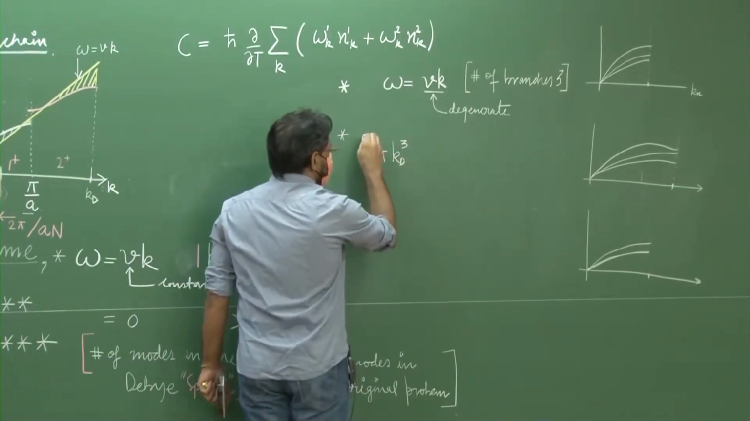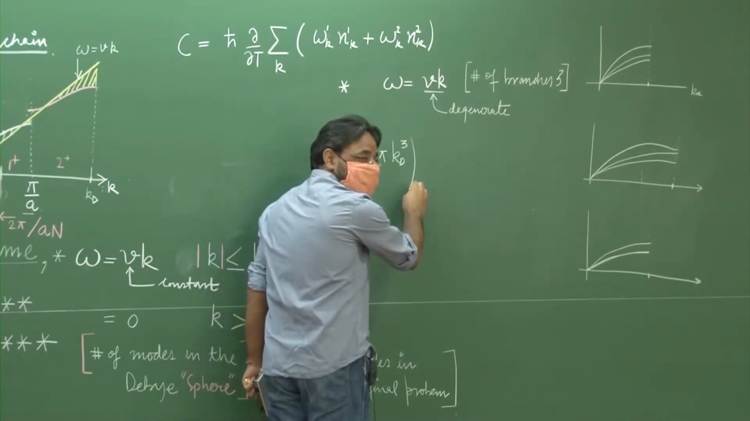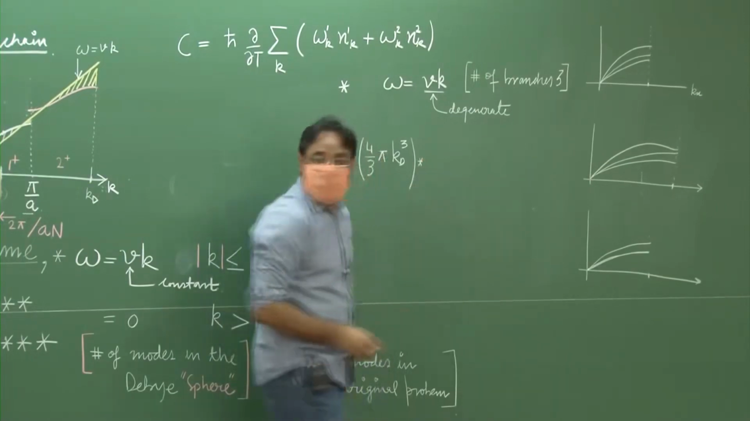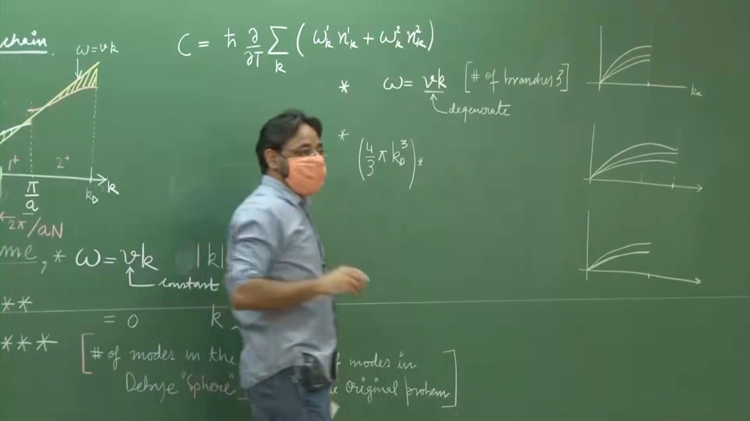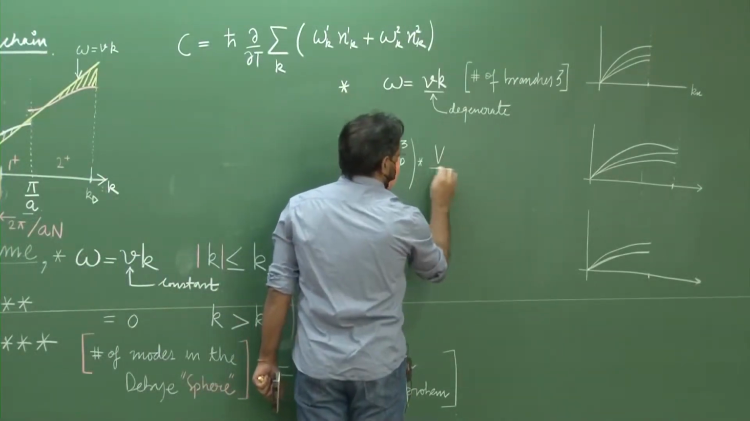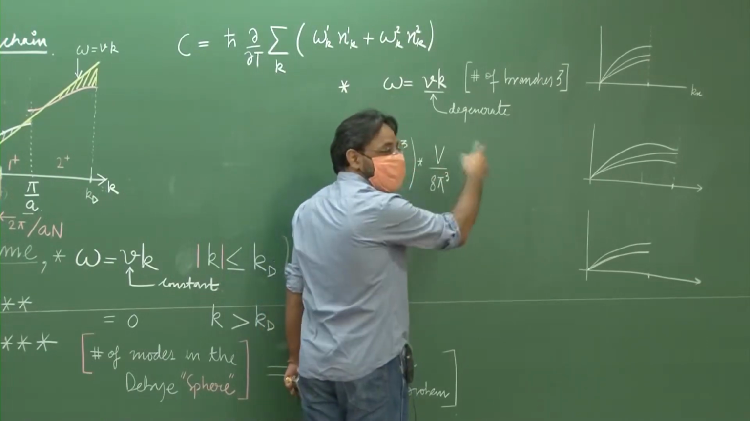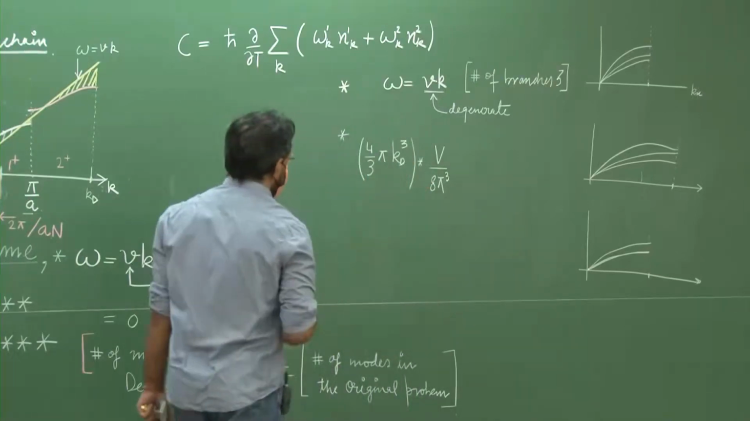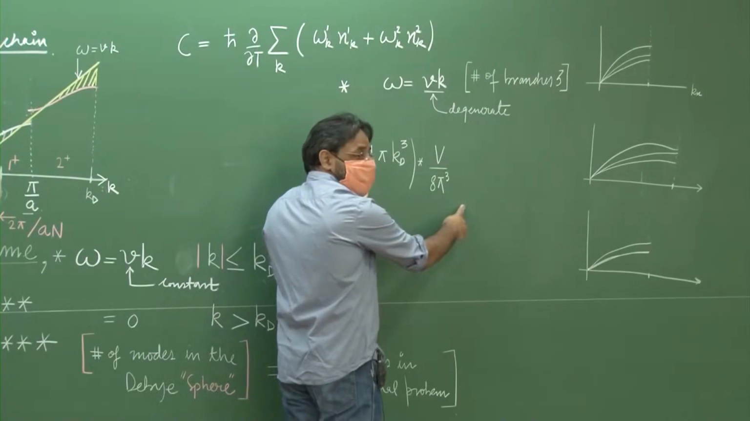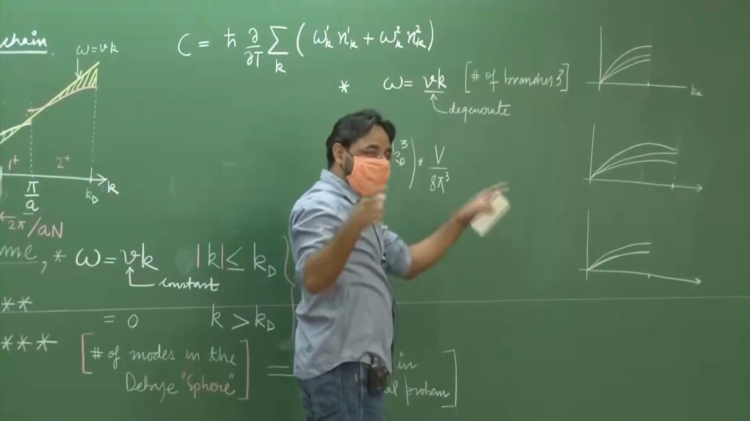Now we have to multiply this number with the density of k points in the reciprocal space. That density we derived in the previous class, and it is nothing but the volume of the sample divided by 8 pi cube, right? So it will be a cube n cube. And this product will give you the number of k points in the Debye zone, or in the Debye sphere.